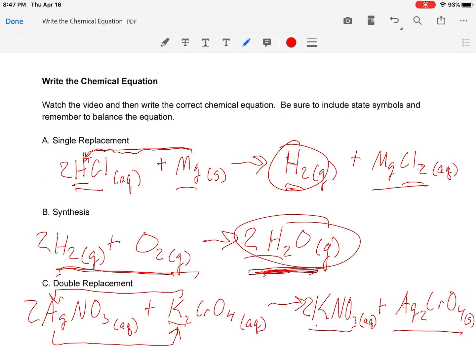So that is our double replacement reaction, and that pretty much wraps up these equations. Like I said earlier, if you're struggling with this, don't get too discouraged. This is going to take some practice. We're going to practice this more next week, and I promise you'll get better at it the more you do it.